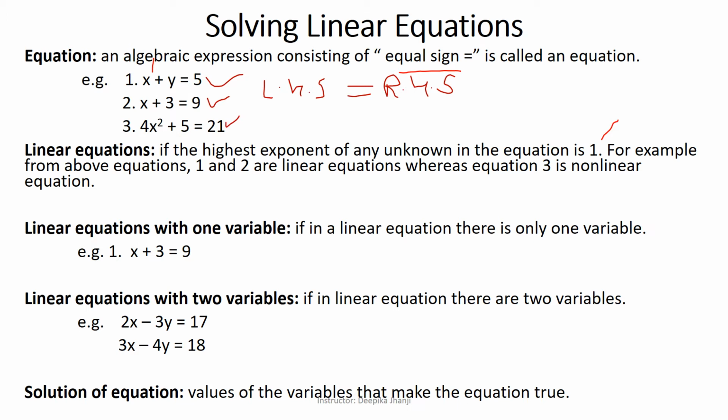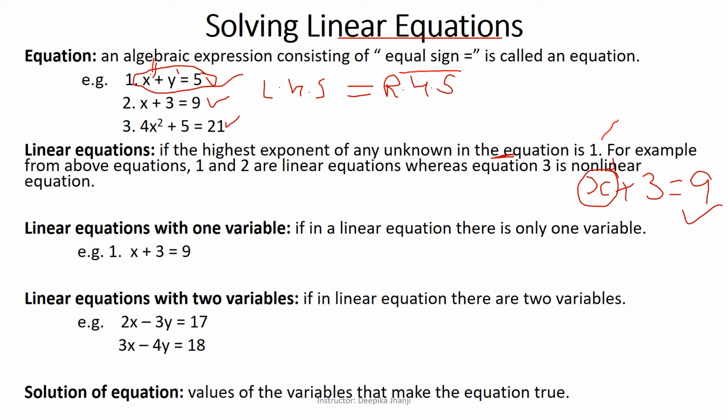Another word is linear equations. Linear equations are those equations where the highest exponent of the variable is 1. For example, if we consider the first equation here, the variables are x and y and the exponents of both the variables are 1. So this is a linear equation. Second equation, x plus 3 equals 9. Again, the variable is x here and the exponent is 1. So this is also a linear equation.